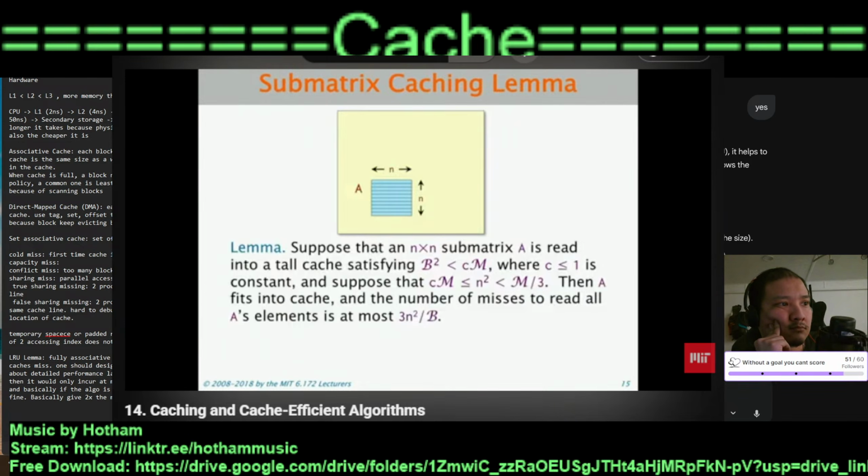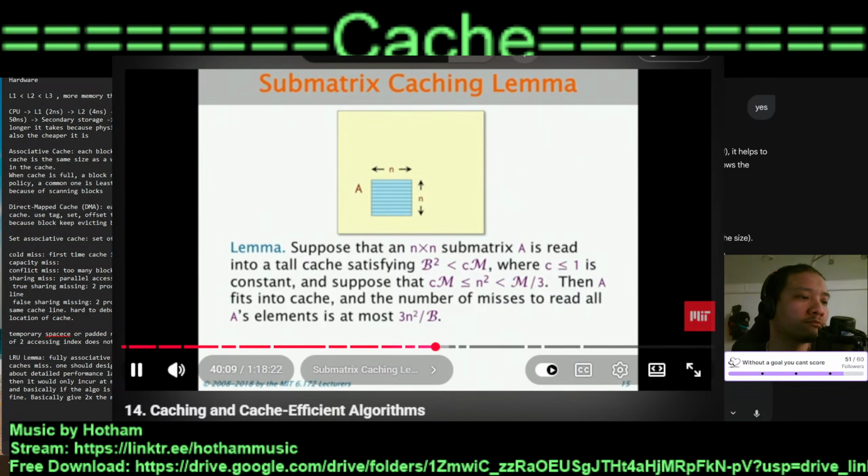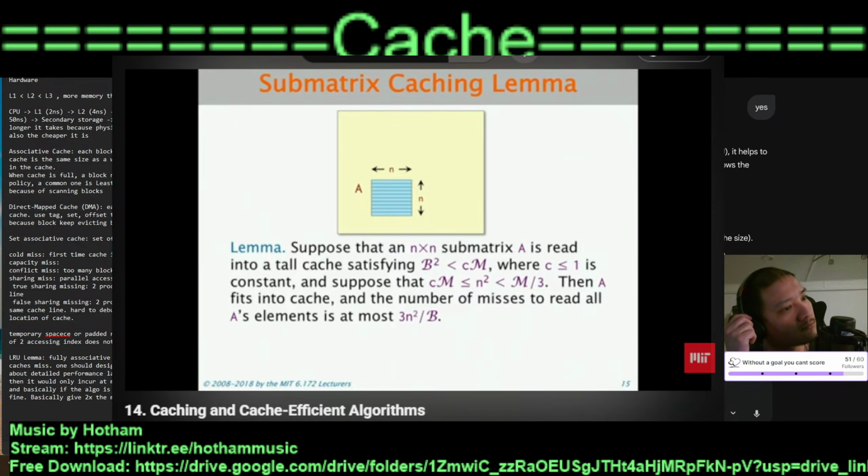Okay. So here's another lemma that's going to be useful. This is called the submatrix caching lemma. Suppose that we have an n by n matrix A, and it's read into a tall cache that satisfies B squared less than or equal to cM for some constant c less than or equal to 1. And suppose that n squared is less than M over 3, but it's greater than or equal to cM. Then A is going to fit into cache, and the number of cache misses required to read all of A's elements into cache is at most 3n squared over B.